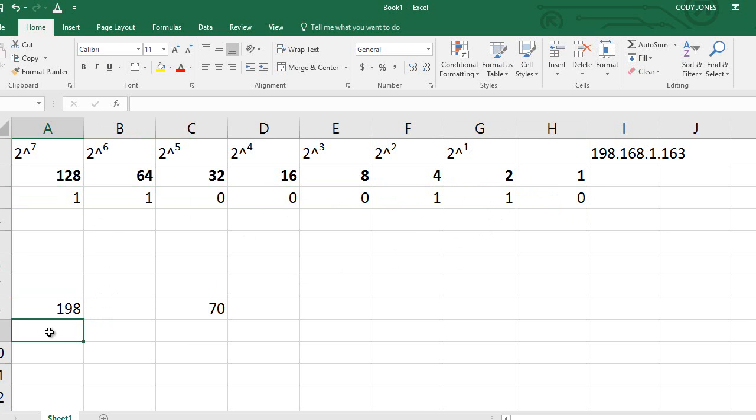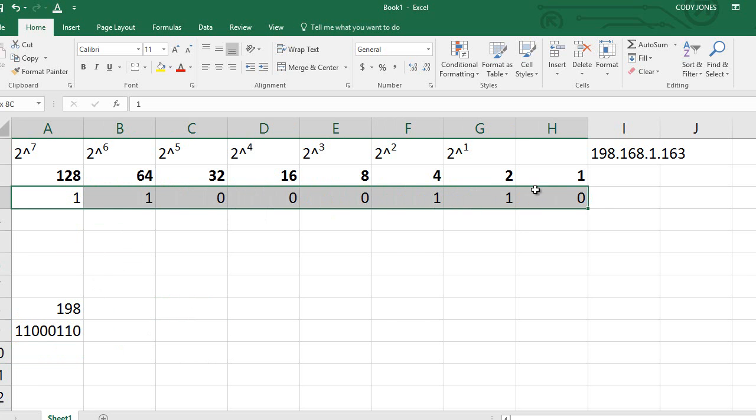So I've got 11000110. Okay, that's what I get for 198 using this chart to translate it. So that's how your binary conversion is going to work. Let's try to go through the whole address.